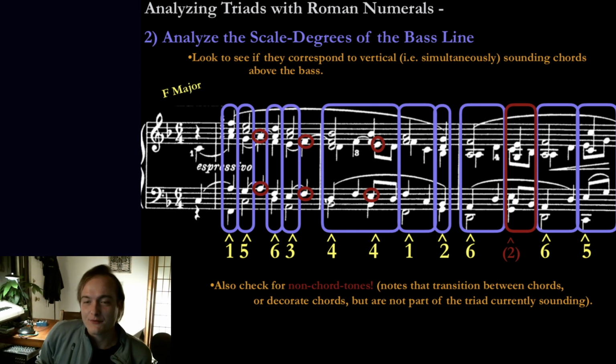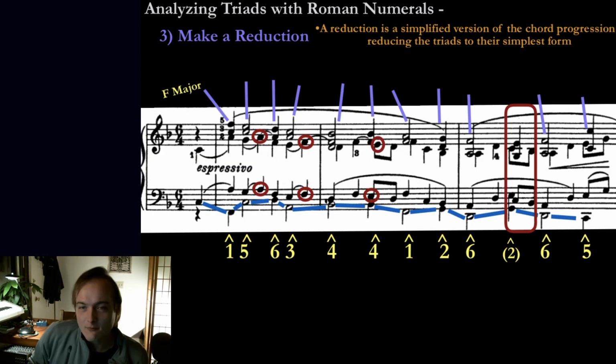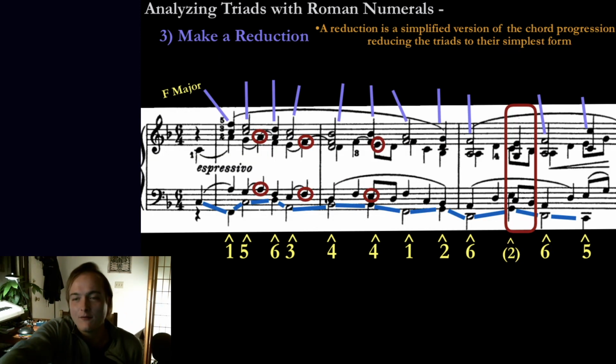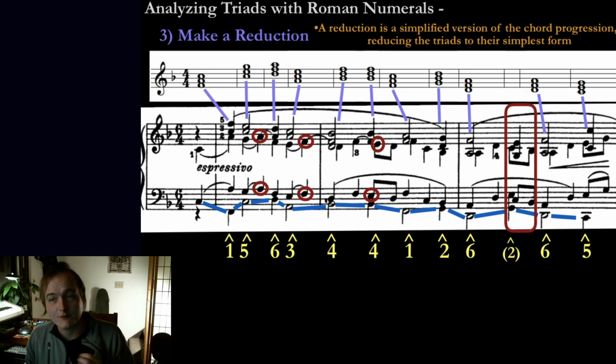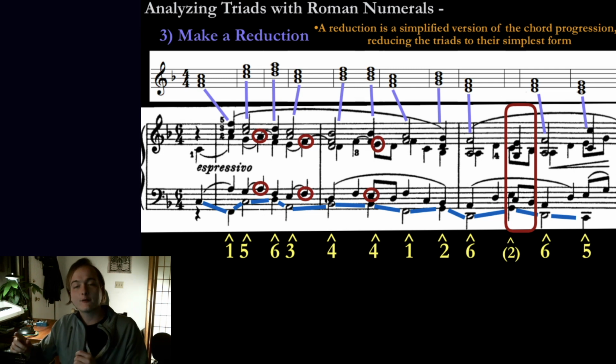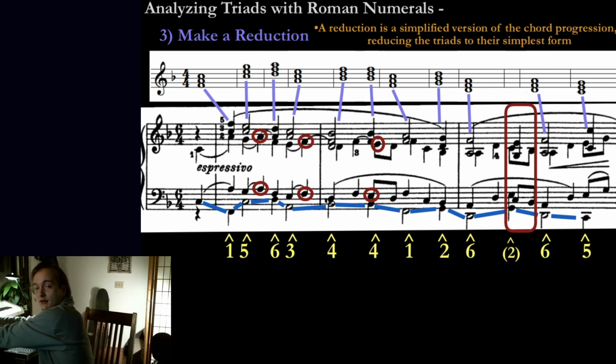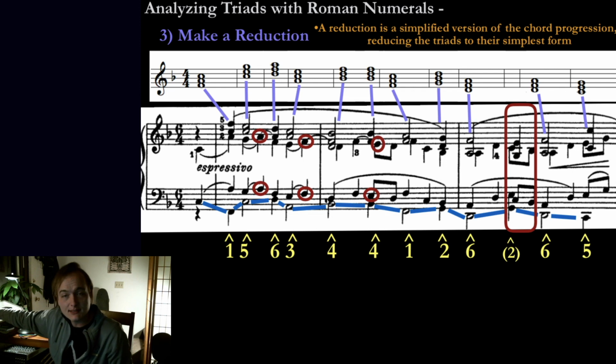Okay? So once we've found the scale degrees of the bass, then we can take all of those purple circles that were in the last example and make what is called a reduction. A reduction is a simplified version of the chord progression that reduces the triads to their simplest form. So if I take the first chord, F, A, C, A, C, A, C, and F in the top voice, that, as we already saw in the very first example, is just this chord, F, A, C, but spread out.